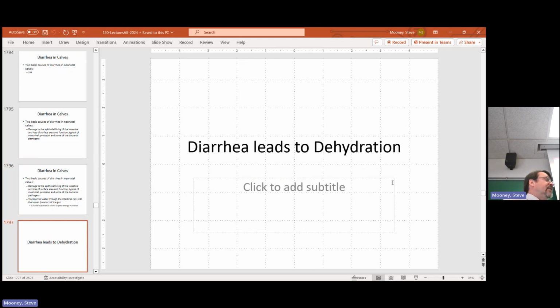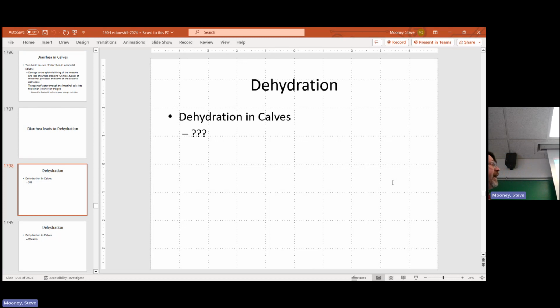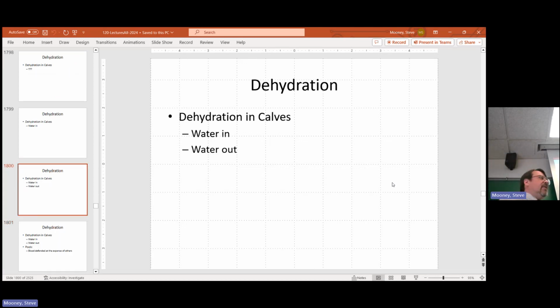So diarrhea is going to lead to dehydration. So dehydration in calves, we've got water in, water out. The water going out of the body exceeds the water coming in. We start to lose those water pools of the body.